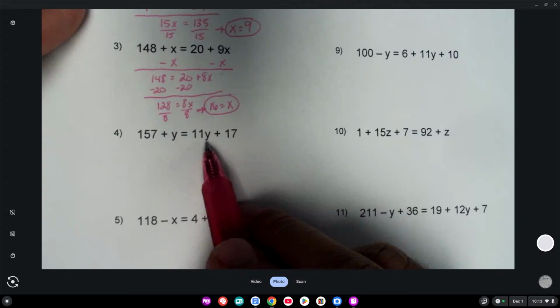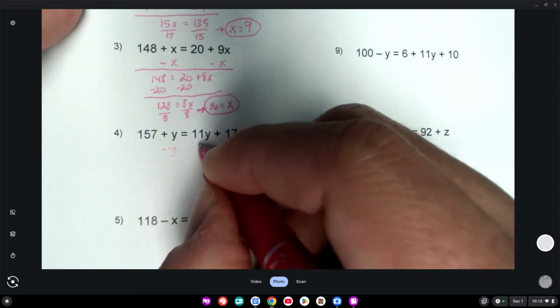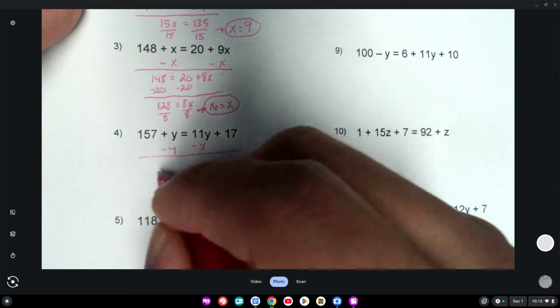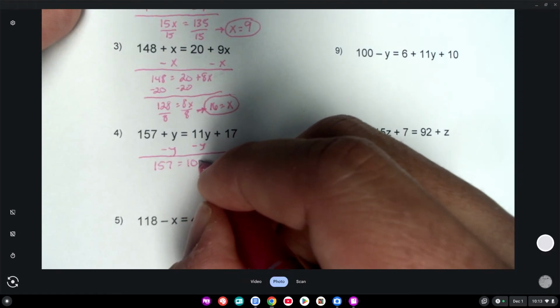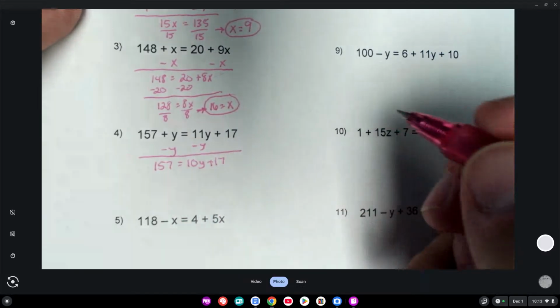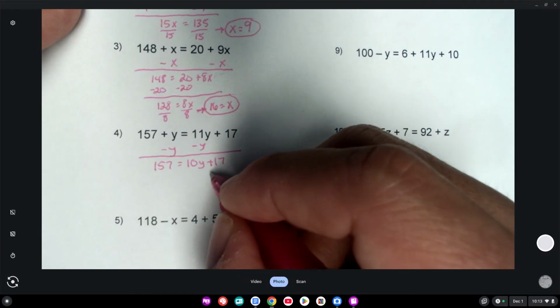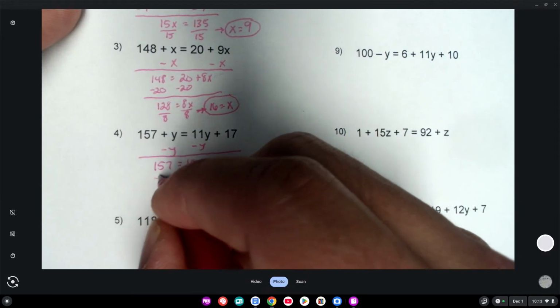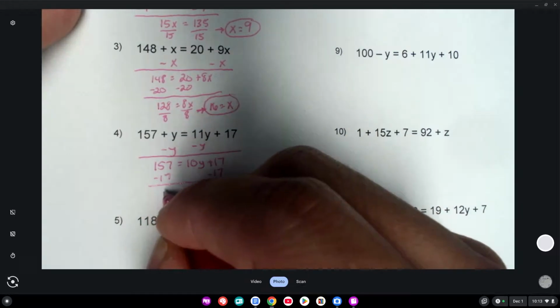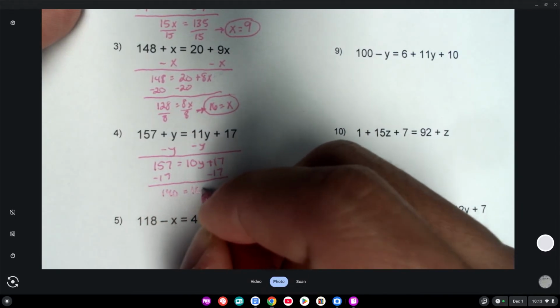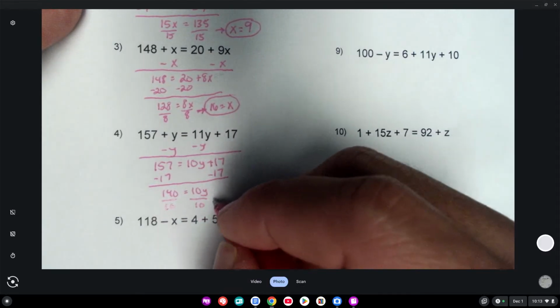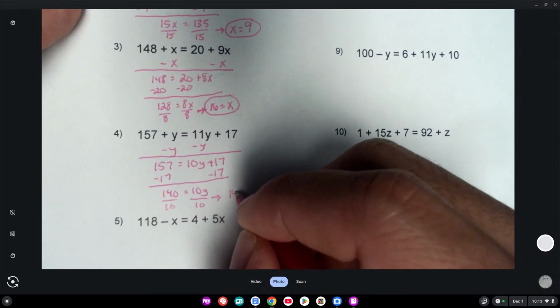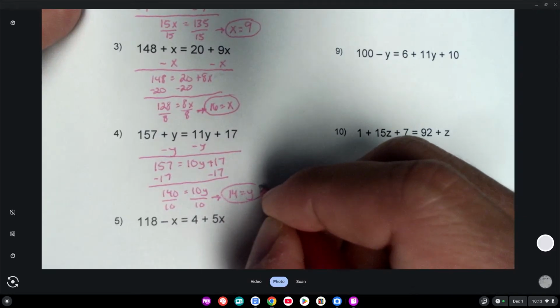Alright, I've got plus y, I've got 11y, so I'm going to subtract y from both sides. So 157 equals, that's 10y plus 17. I'll get the 17 away from the y's by subtracting 17 from both sides. That gives me 140 equals 10y. Last step, divide both sides by the number in front of the variable, by that 10. So I get 14 equals y.